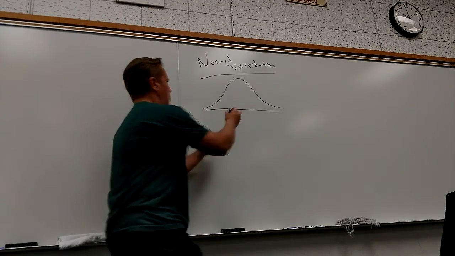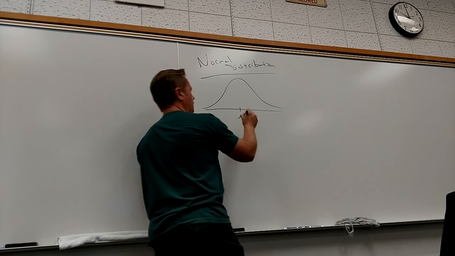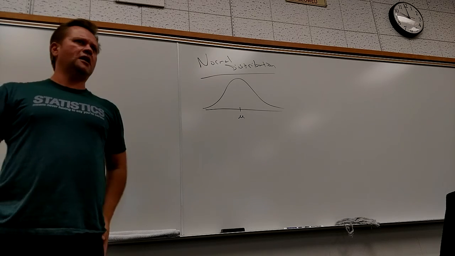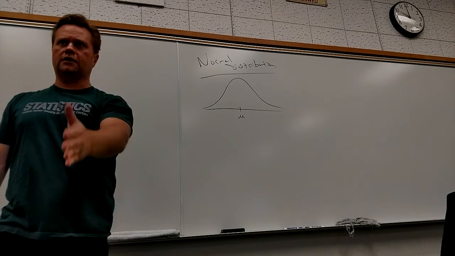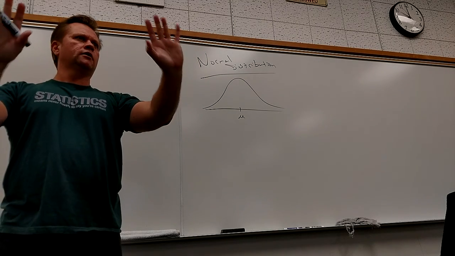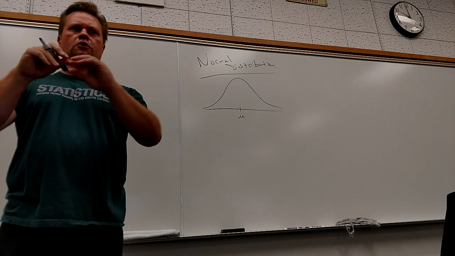So if I have a normal distribution, can somebody tell me, whatever the mean is, what percentage of the data is below the mean? Yeah, because the mean does what? Cuts it in half. Because if it's exactly perfectly normal, it's got to be perfectly symmetric, right?